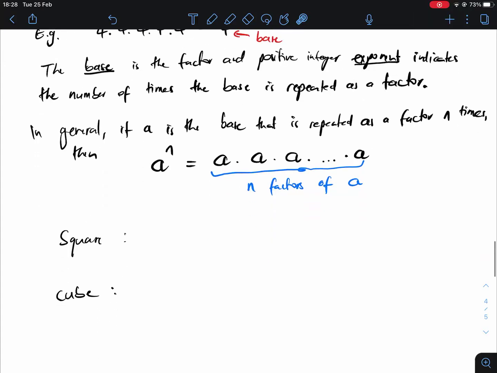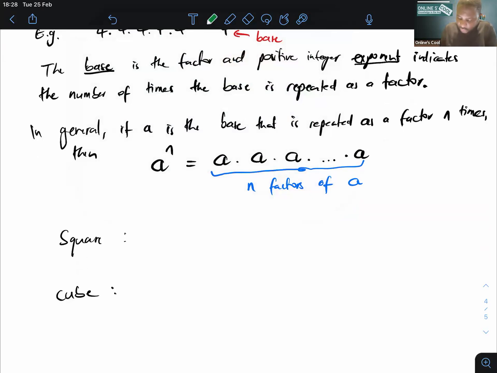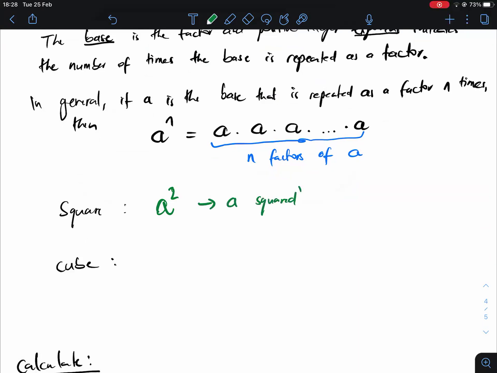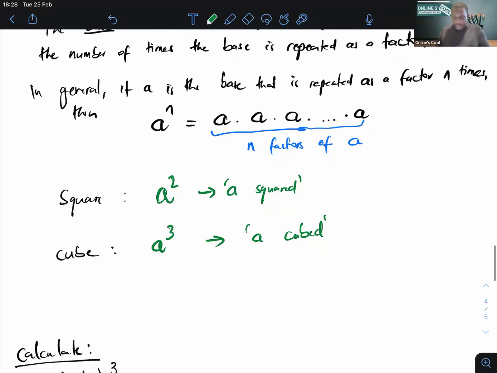All right. And then we've got what we call squares. A square is basically A to the power 2. When you multiply 2 times, you say A squared. And then we've got cube. Cube is when you multiply 3 times, and we say A cubed.